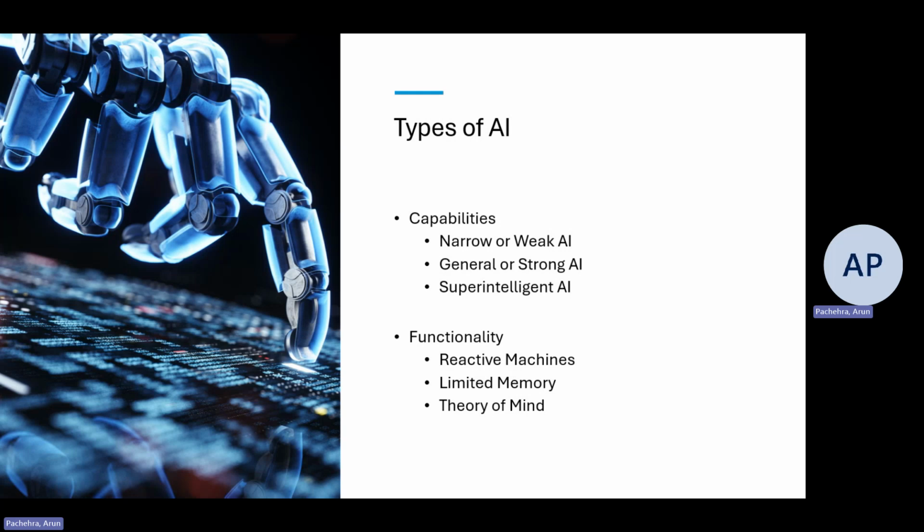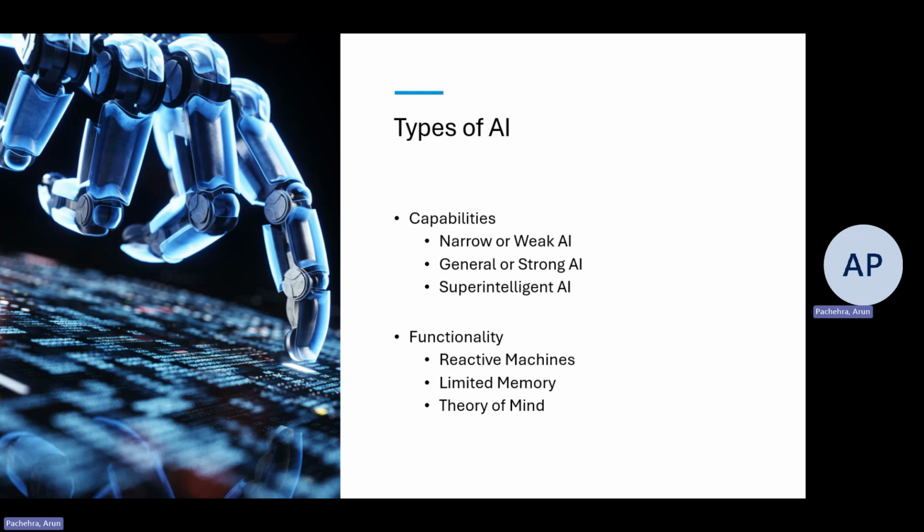These were on the basis of capabilities. They have a narrow capability, it has a general, and it has super capabilities. Now the functionality is like reactive, limited, and theory of mind. We'll understand one by one. Reactive machines: these AI systems do not store memories or past experiences to dictate future actions. They analyze all possible options and make decisions based on a specific task and rules. IBM's Deep Blue, which beat the world champion chess player Gary Kasparov, is an example of a reactive machine.